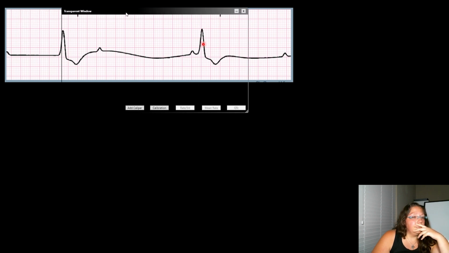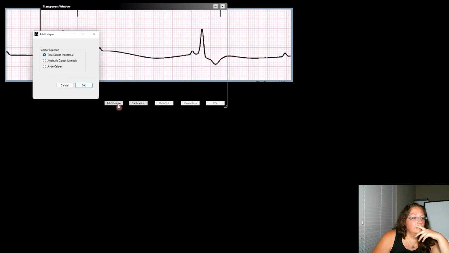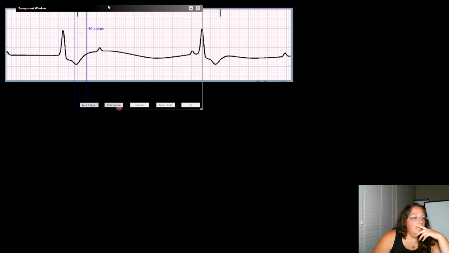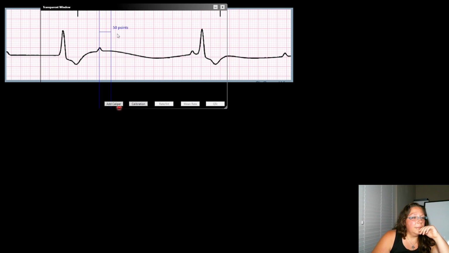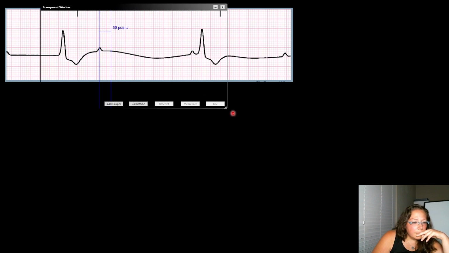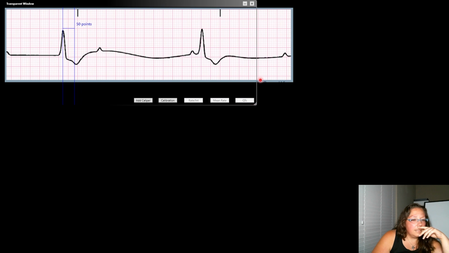Let's march these out. Yeah, let's march them out. I think if we were to, it's not going to work very well. We're not going to be able to use these calipers, I don't think. Let me see. I don't know if I can extend this window. Oh, I can. Oh, very good. All right, let's march these out.